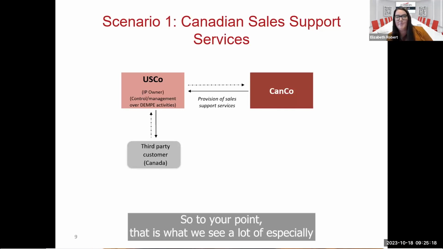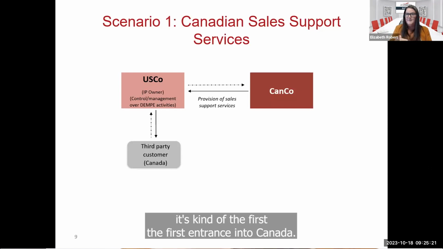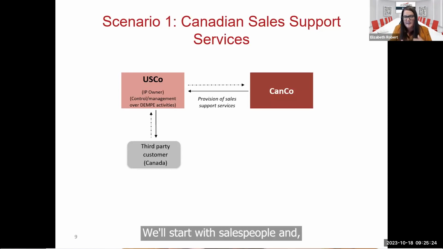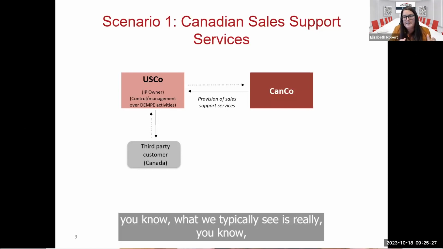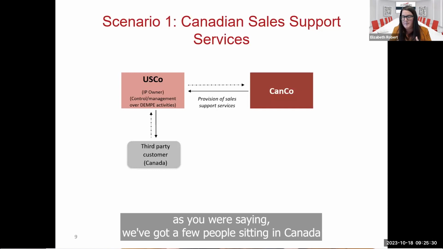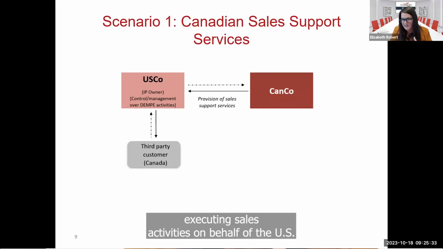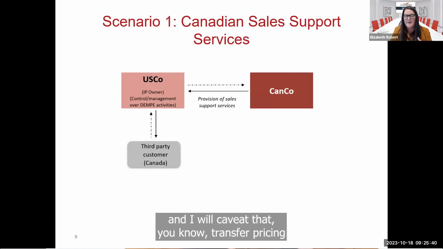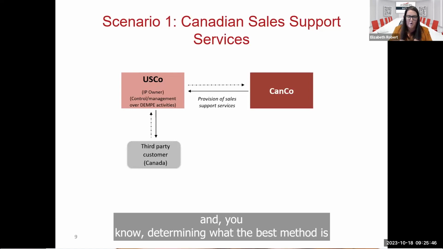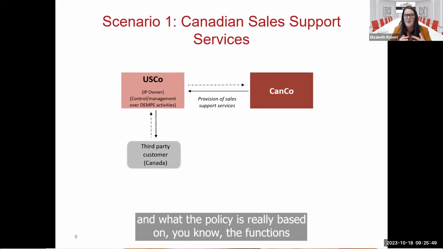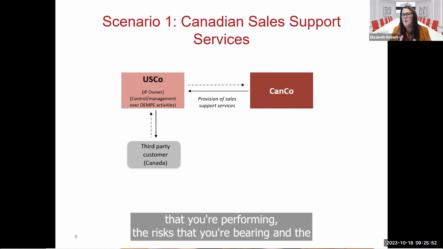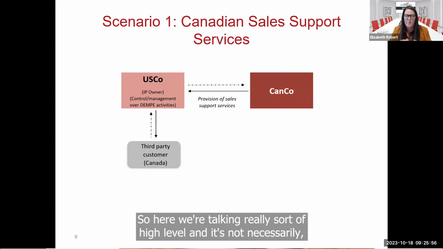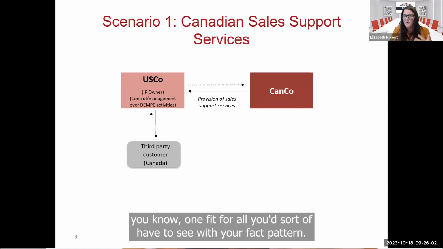So great question. To your point, that is what we see a lot of, especially as the first entrance into Canada. We'll start with salespeople. And what we typically see is really, as you were saying, we've got a few people sitting in Canada executing sales activities on behalf of the U.S. So here, typically, from a transfer pricing perspective, and I will caveat that, transfer pricing, and determining what the best method is and what the policy, it's really based on the functions that you're performing, the risks that you're bearing, and the assets that you've employed. So here we're talking really sort of high level, and it's not necessarily a one fit for all. You'd sort of have to see with your fact pattern.